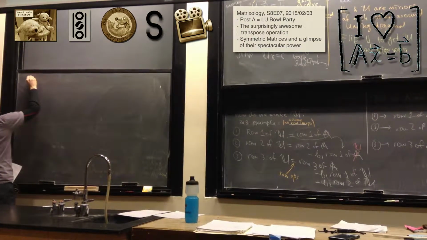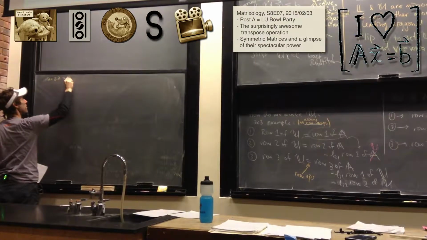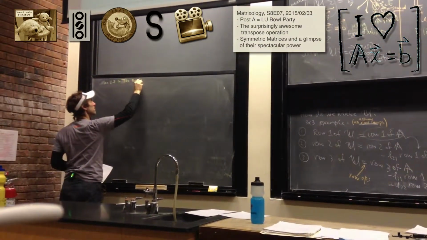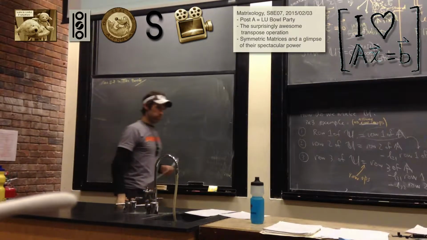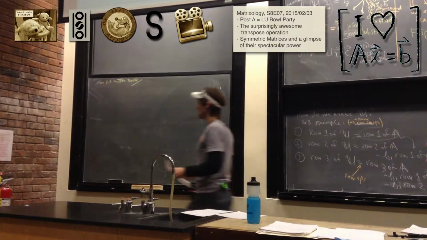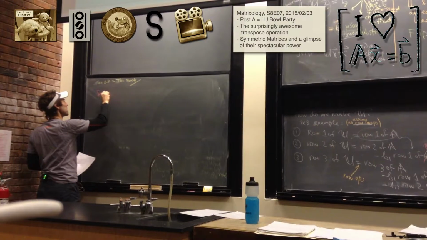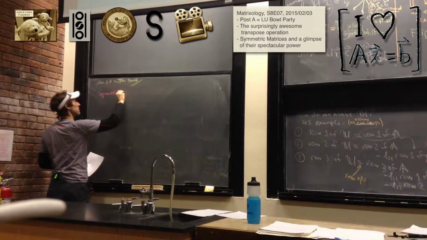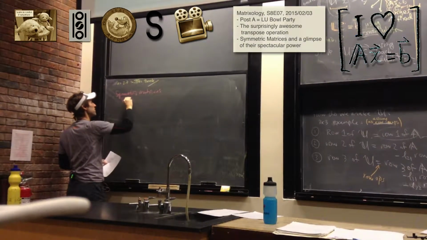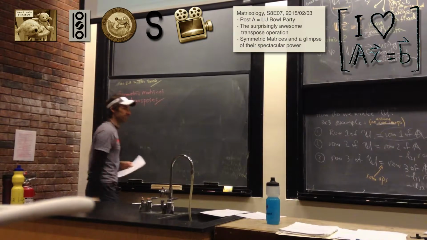So this is actually section 2.7 in the book, if you're referring to the book. It's symmetric matrices and transposes.